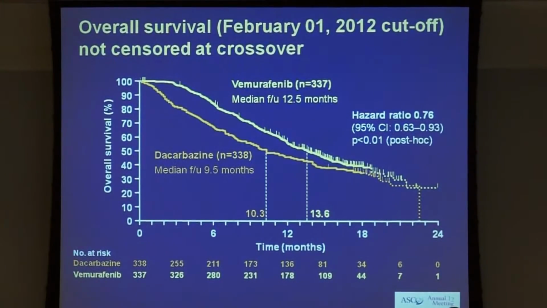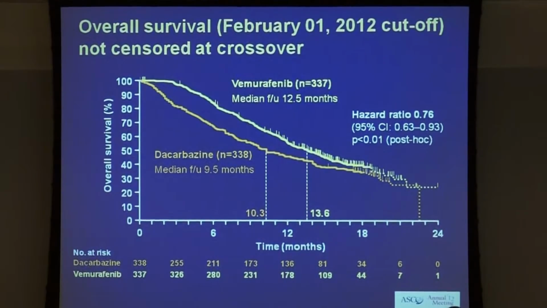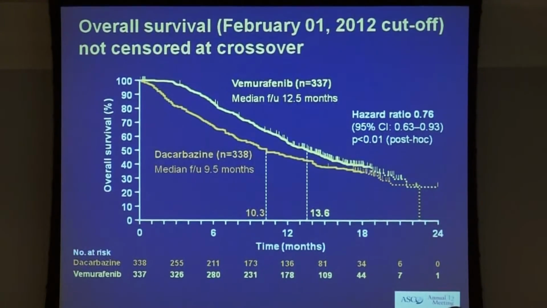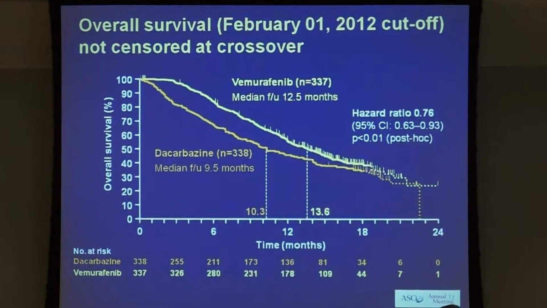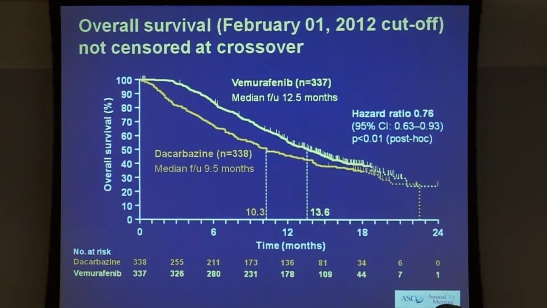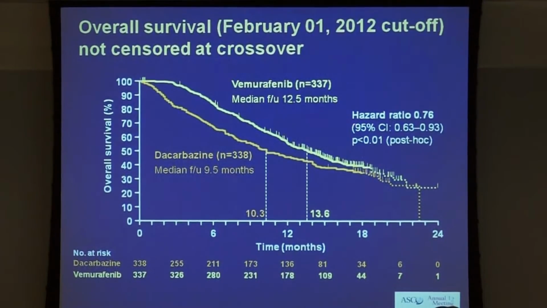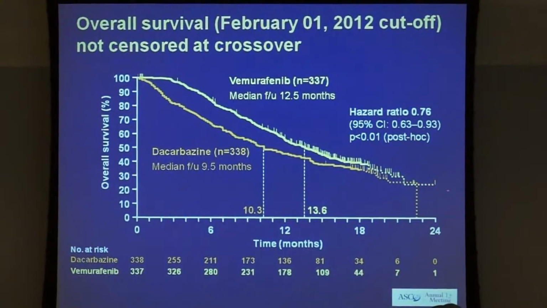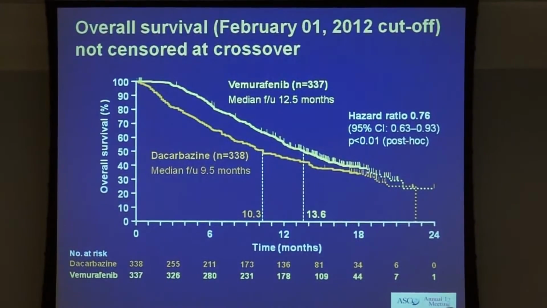Now, the overall survival is improved with vemurafenib over dacarbazine. In this trial, the patients who got dacarbazine had a crossover design, which meant that after they had shown the tumor was growing on the DTIC, the dacarbazine, they got to cross over and get the vemurafenib. Despite this, the overall survival was statistically significantly better with vemurafenib. But unfortunately you don't really see any tail on the survival curve here. It just keeps going, going, going.